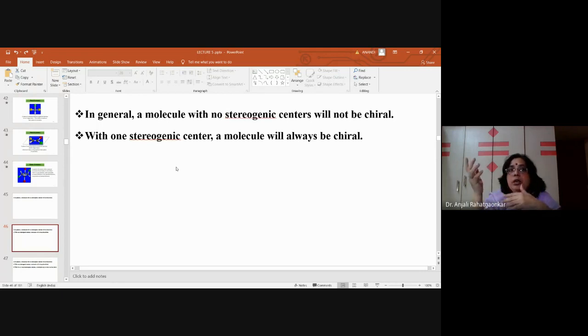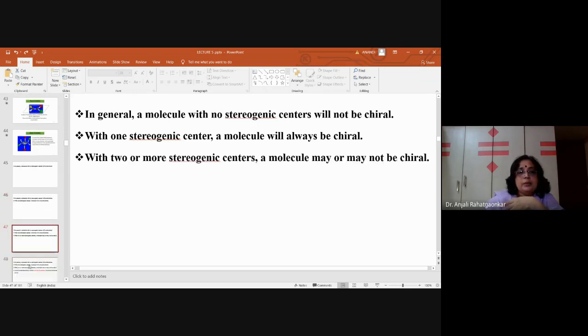It is something different, that is, the symmetry elements, they are acting on what we can say is the optical activity. So optical activity and chirality are something different. We cannot directly correlate them. All right. So a molecule with one stereogenic center can be a chiral molecule. Okay. With two or more stereogenic centers, a molecule may be chiral, may not be chiral.